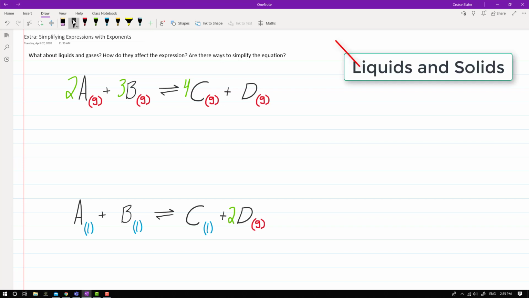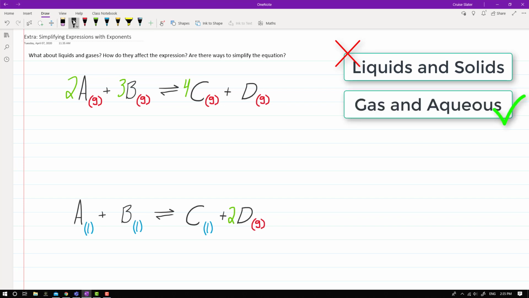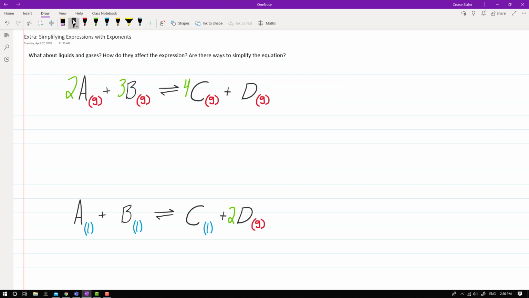We know from our class notes that liquids and solids are not included in these expressions. Okay, so this video focuses mainly on liquids and gases, but it could apply for solids as well. So just remember, solids are also excluded from our equilibrium expressions. So we're going to be looking at how this affects the overall expression, and are there ways to simplify the equation. So let's jump right into it.